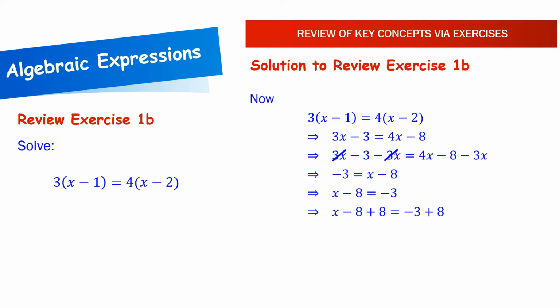In order to have the constants on one side and the x's on the other, add 8. Adding the 8 allows us to cancel the minus 8 and the plus 8 on the left-hand side. So we're left with x equals 5, as shown.